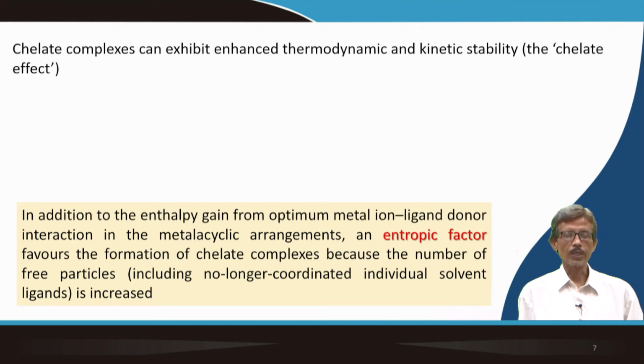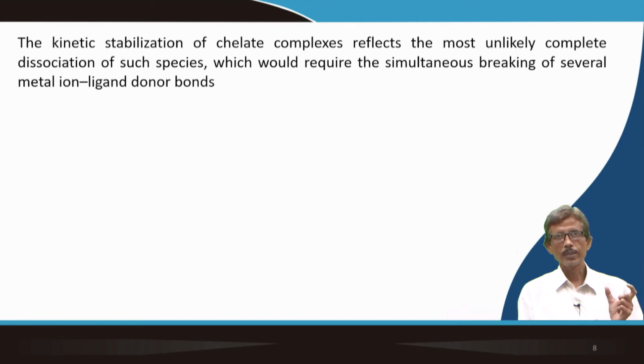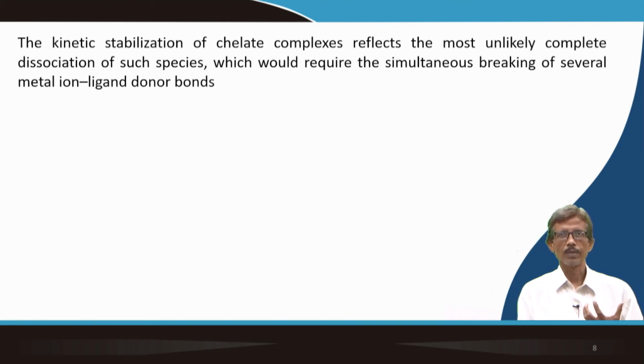So, this particular also favors the chelate formation, and because of the removal of the water molecules or any other small donor groups like ammonia or any other species like chloride sometimes, the fluoride sometimes and iodide also, that basically enhances your corresponding complex formation. So, the stabilization with respect to the kinetic form of the chelate complexes basically reflects that most unlikely complete dissociation of such species, which would require the simultaneous breaking of several metal ion ligand donor bonds.